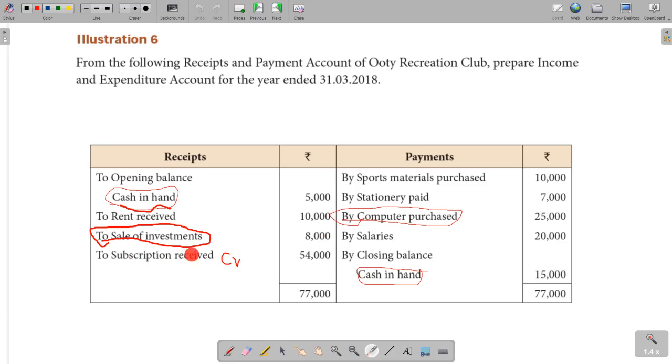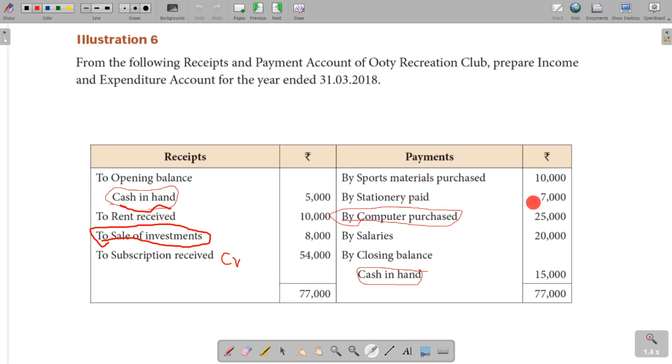Next, to subscription received, this is also an item of income, so it's a credit, 54,000. Sports material purchased 10,000, here they have said sports material, so this is an item of revenue. If they had said sports equipment purchased, this will not come. Once again I tell you, by sports material purchased, this will appear. If they have given sports equipment, then it will not come.